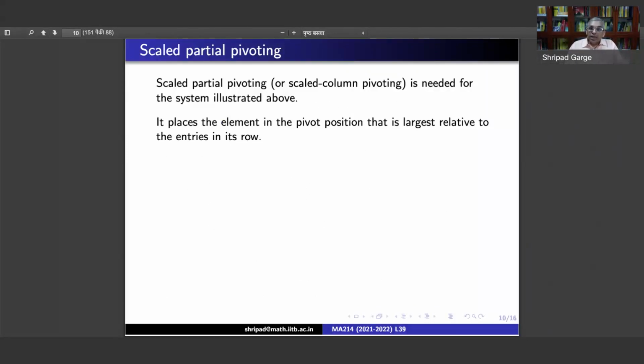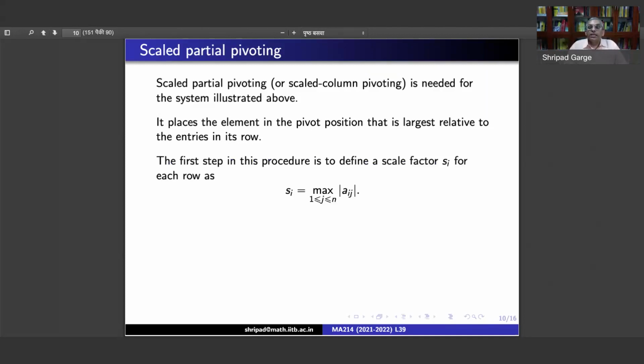Okay, so what we have to do is to find the scale factor Si for each row. For every row from first to nth, we will find this factor Si, which is the maximum of mod aij where j varies from 1 to n. So your i is now fixed. Until now we were varying i. The first variable was varying and the second was fixed. Now the first is fixed and the second is varying. So we are looking at the ith row, and in the ith row we are looking at the element Si, which is the maximum among them.